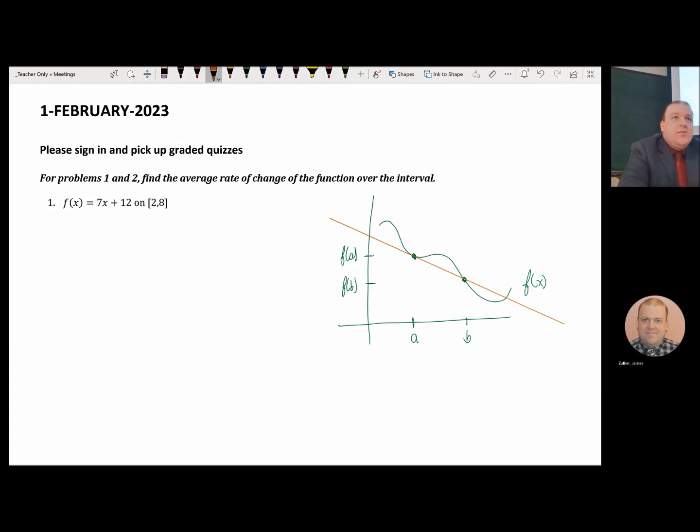That line is a secant line. Secant. Right, so a secant line is just any line of a function that passes through 2 points. Then we also have the idea of a tangent line. You'll study that in calculus.